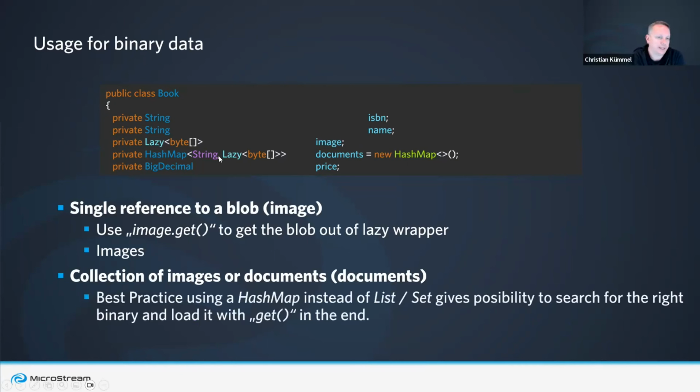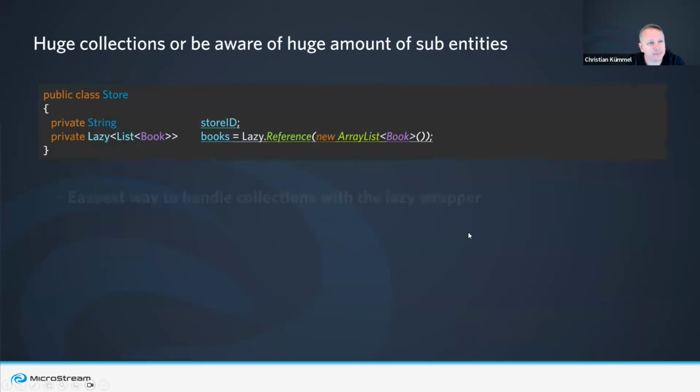That I would recommend you to do. Use a hash map, and within the hash map we have a string as an identifier, and on the value side we have a lazy reference of bytes, or the binary object within a lazy wrapper. If you only have a single image, then you could do this in this way. That makes sense, right? So if you want to find the right document, you can go through all the strings of the hash map and find the right element, I would say, the key in that case. Okay, this is the way to use it on binary.